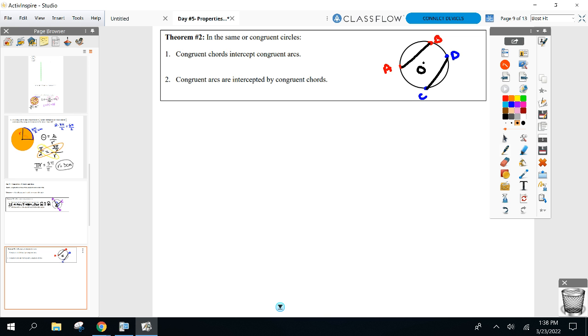What do I put on these to show they're congruent? Hash marks. If the chords are congruent, so are the arcs. If the chords are congruent, so are the arcs that they form. So under number 1, if AB is congruent to CD, then arc AB and arc CD are congruent.